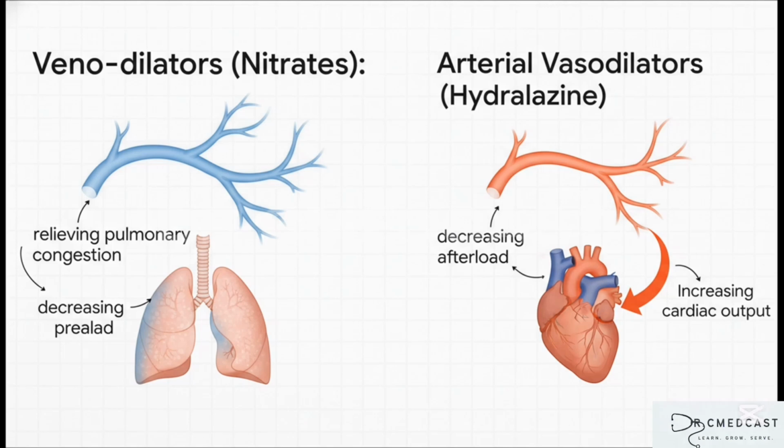On the flip side, arterial vasodilators like hydralazine relax the arteries, lowering systemic resistance. That drops the afterload, making it way easier for the weak heart to pump blood forward, which boosts cardiac output. And here's a super high-yield fact for exams. The combination of hydralazine and isosorbide dinitrate is a big deal, especially for African American patients with HFrEF, as it's been shown to improve survival.